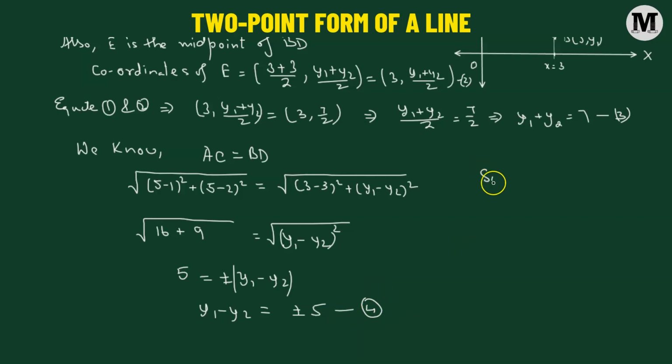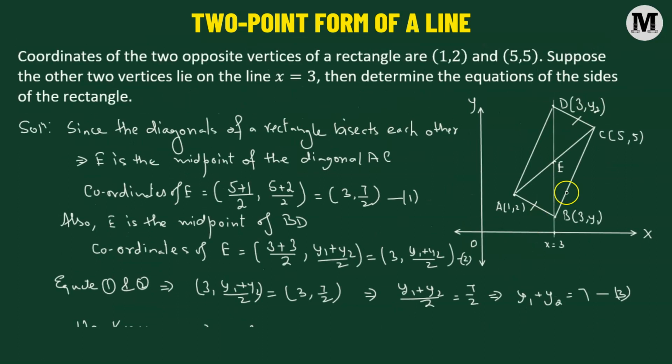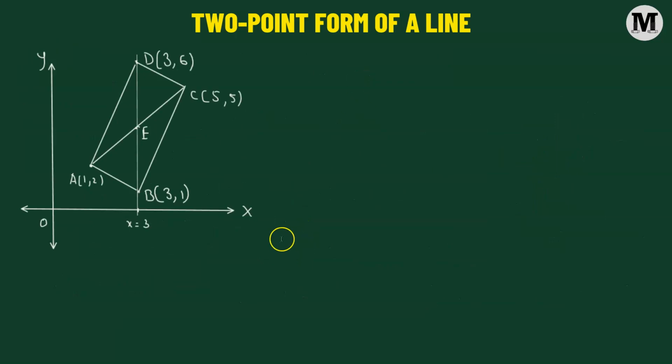So when we solve equation number 3 and equation number 4, then we get the value of y1 as equals to 6 and the value of y2 as equals to 1. Fine. So now that we have the value of y1 and y2, we are ready to find out the equation of the sides of the rectangle. Okay, let's redraw the diagram. So we have the coordinates of point B at 3, 1 and coordinates of point D will be 3, 6.